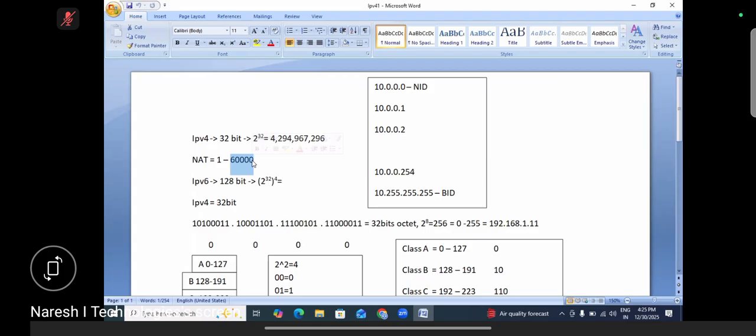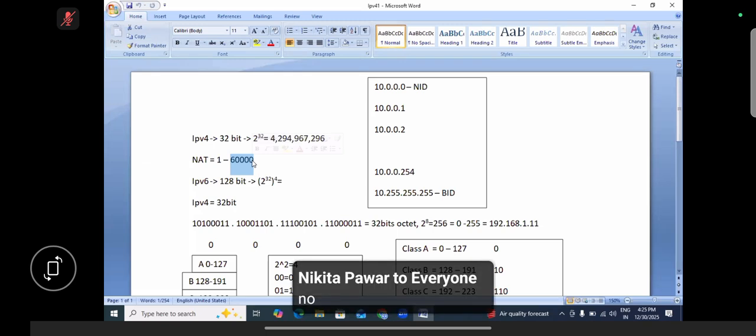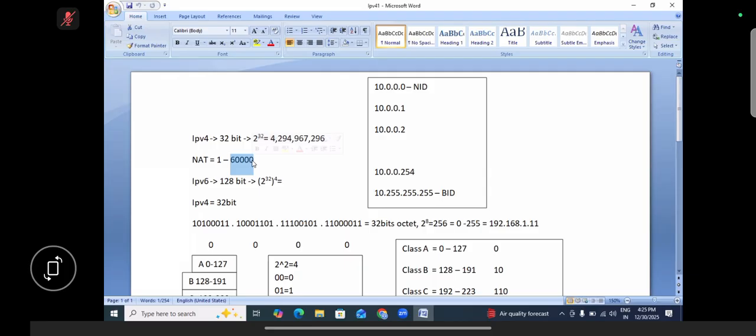Elastic IP address, you know, in AWS. What is the use of elastic IP address? Are you going to get it for free of cost? No, right? Then what is the use of that? Why are they charging for elastic IP address? Because of security.